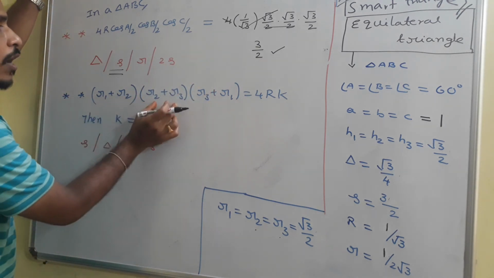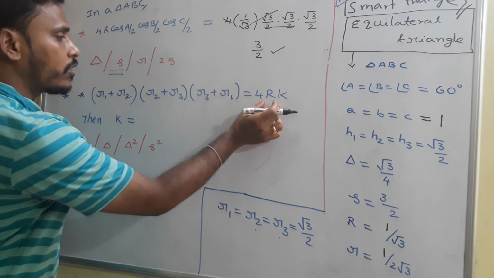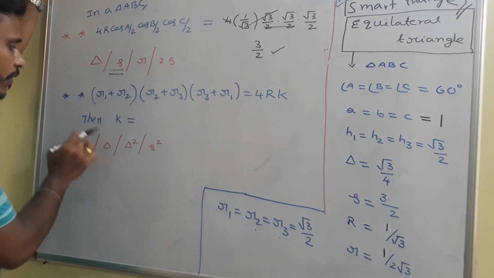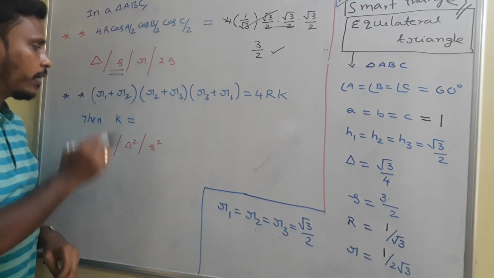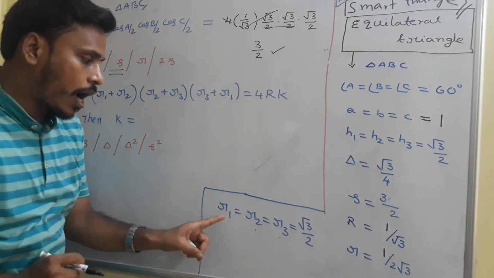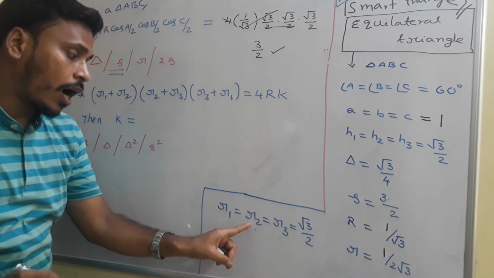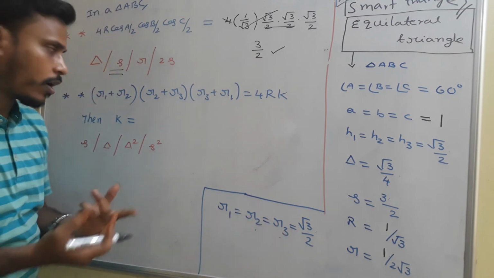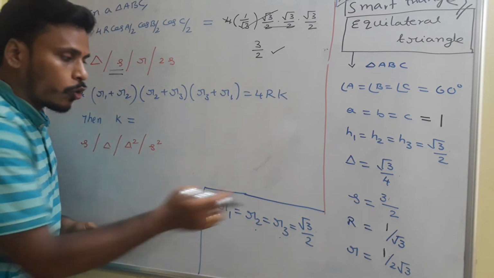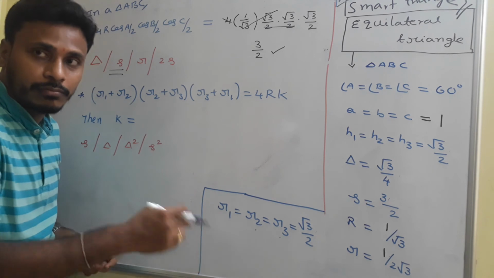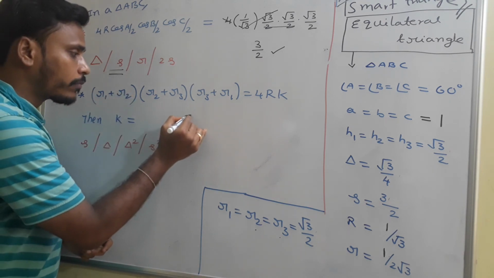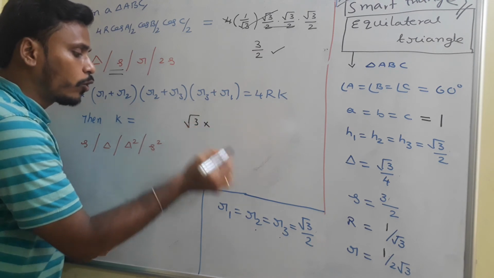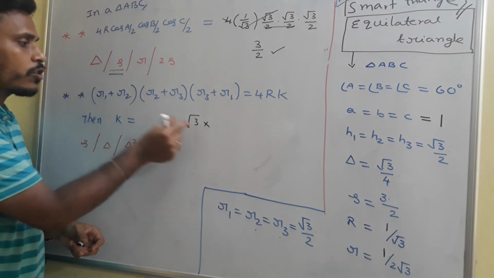And the next thing. R1 plus R2, R2 plus R3, R3 plus R1 is equals to 4RK. Then we need to find the value of K. Again use the concept of smart triangle. R1 plus R2. R1 is root 3 by 2. R2 is also root 3 by 2. R1 plus R2, root 3 by 2 plus root 3 by 2, the summation is root 3, right? So R1 plus R2 is root 3.